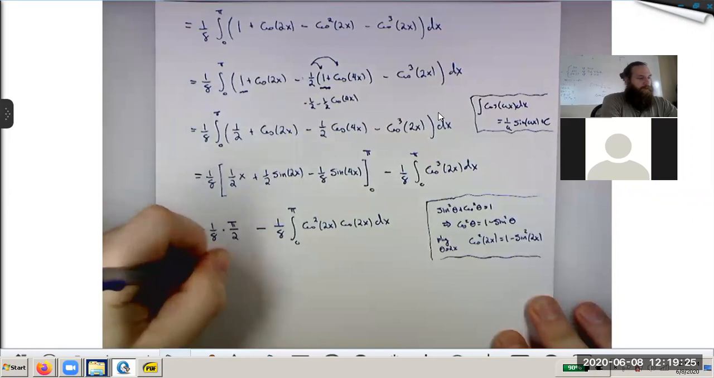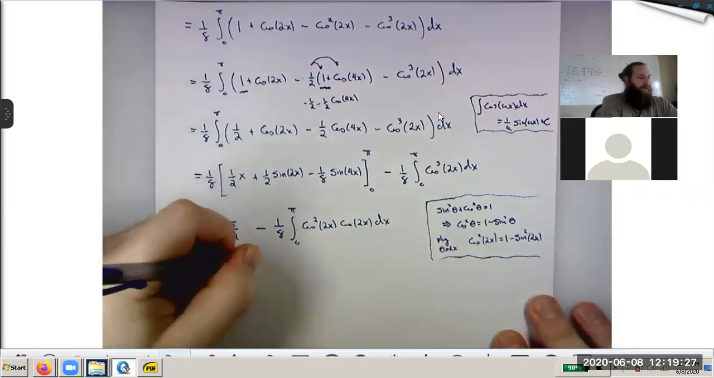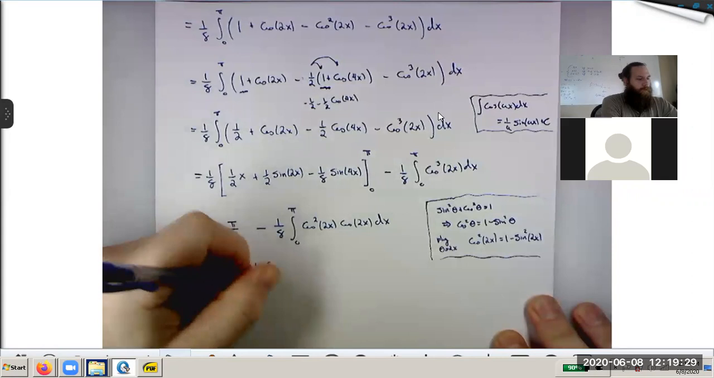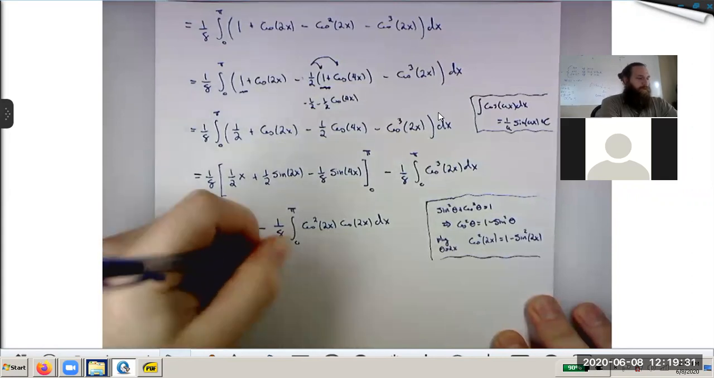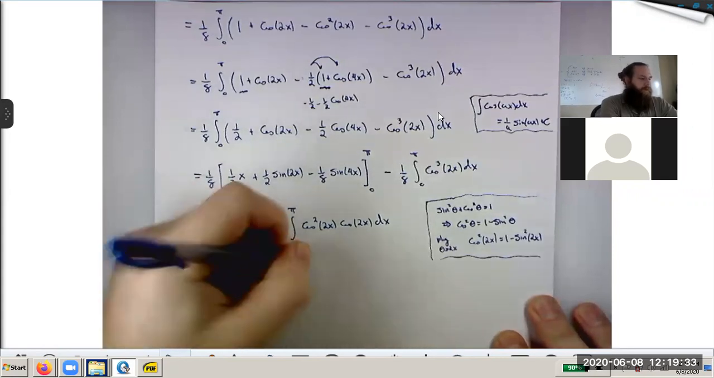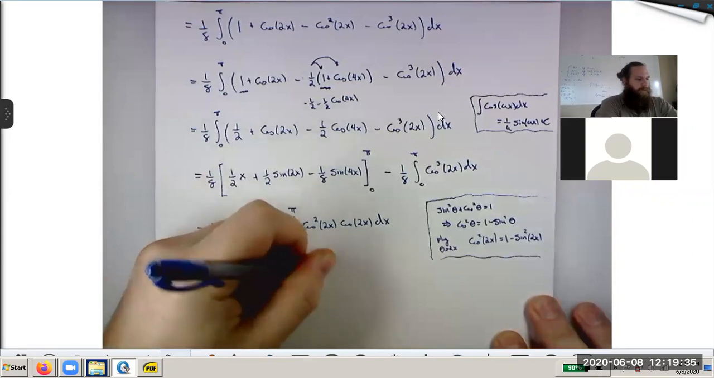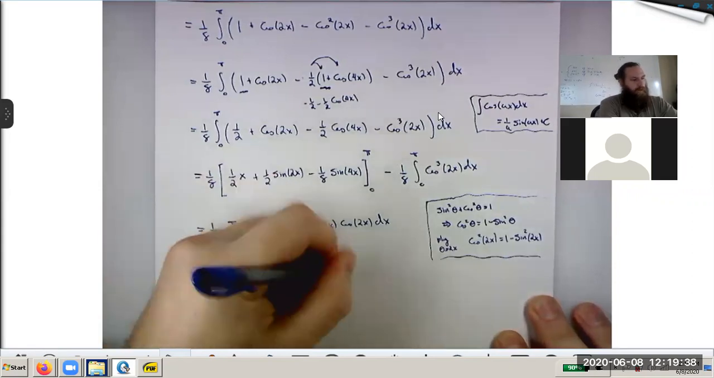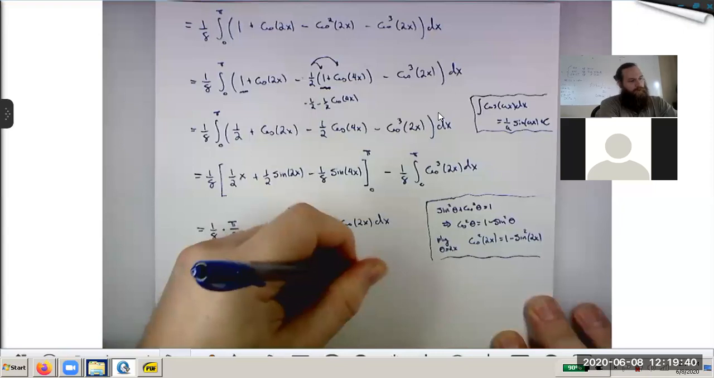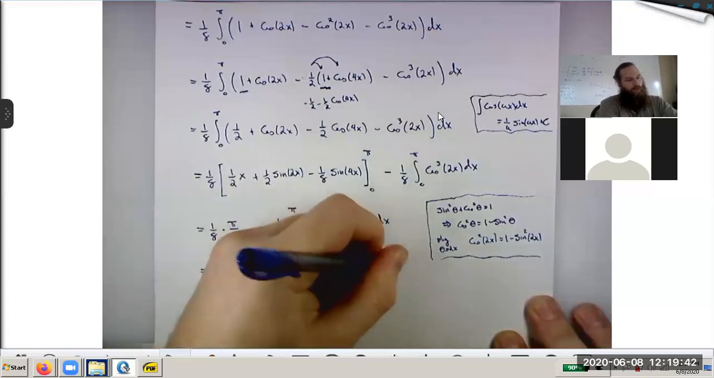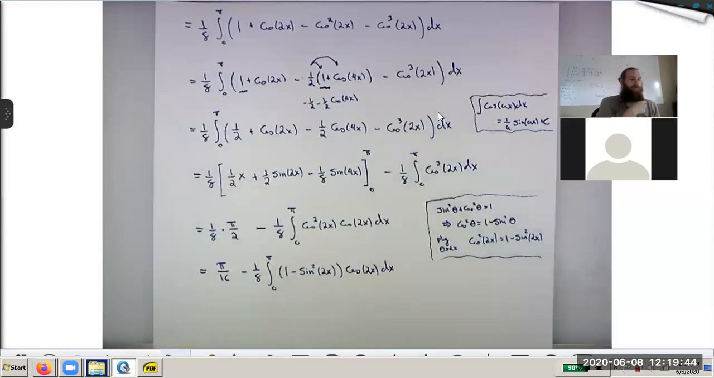So this is pi over 16 minus 1/8 integral 0 to pi 1 minus sine squared 2x times cos 2x, and then I can distribute the cos 2x term.